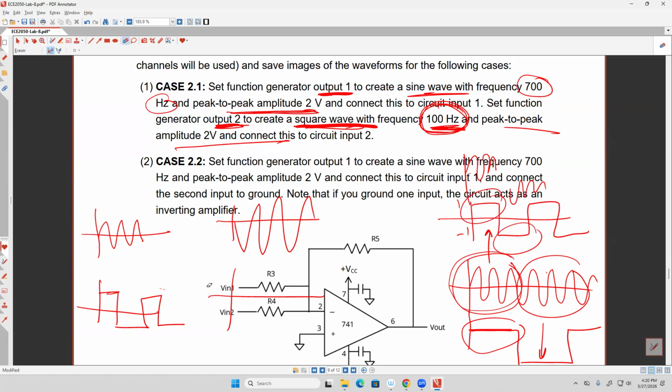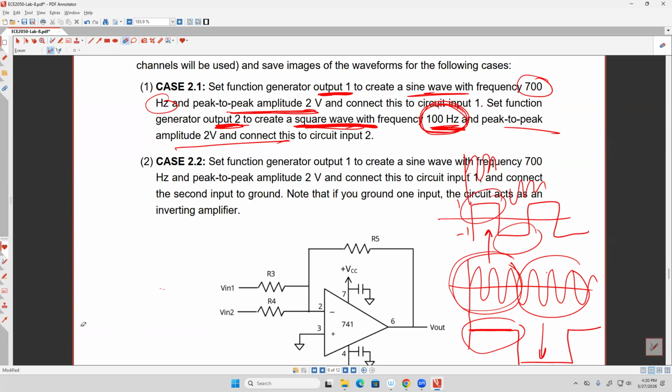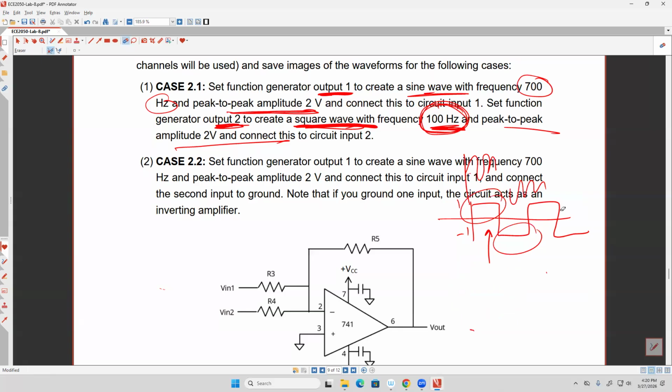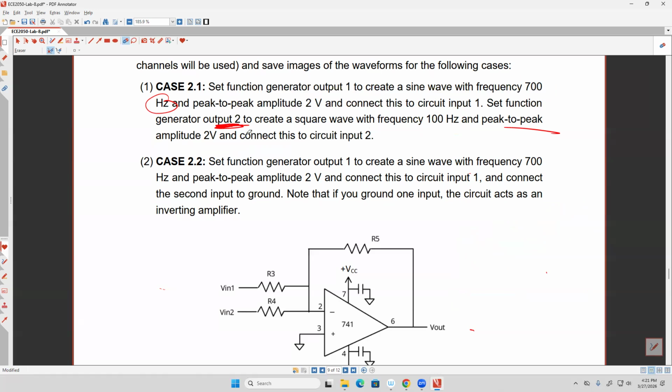Anyway, so this is the first part. In the first part, you are verifying the summation. You want to see if indeed the circuit can do addition, because that's the application I explained. The circuit can add two signals. You will see how it works or not.